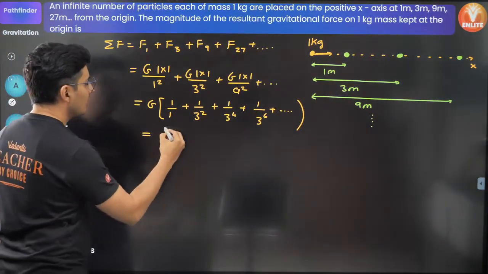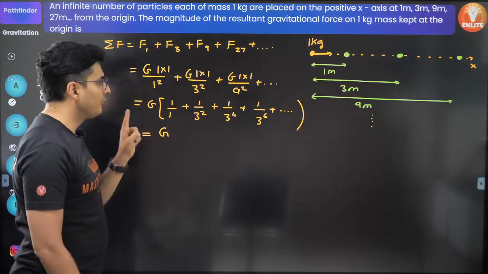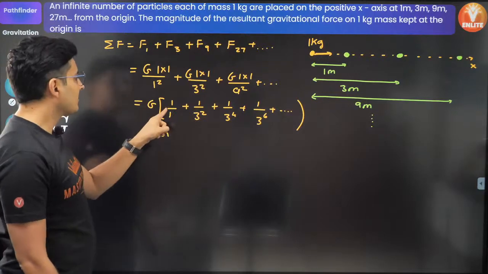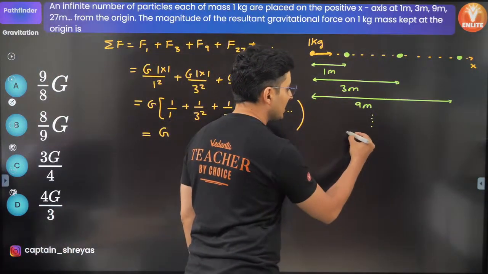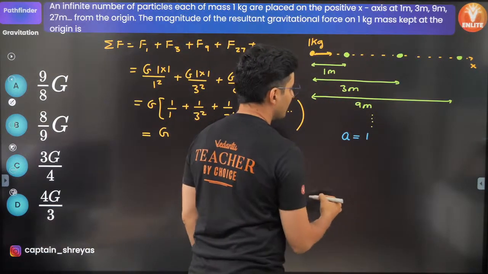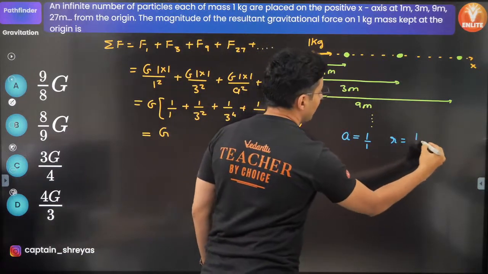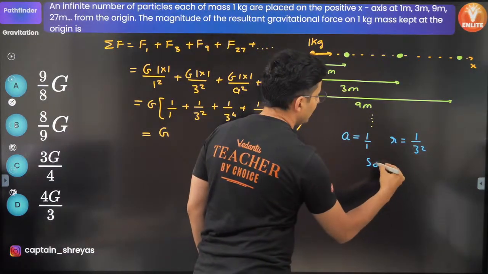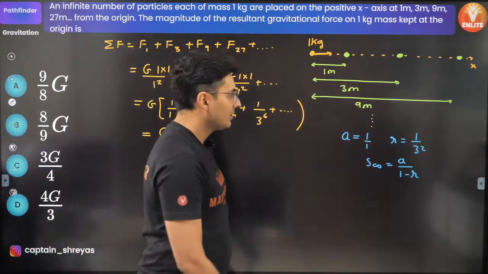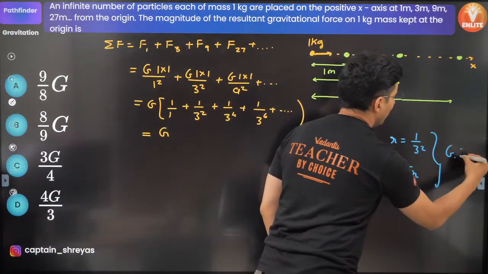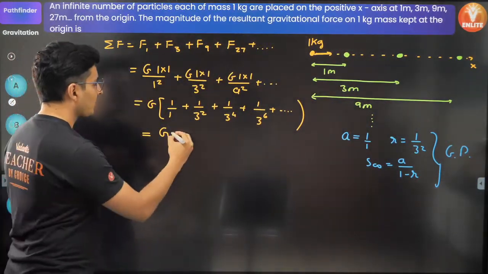Alright, now don't you see this is nothing but a decreasing GP, where the first term is this one, and this is your common ratio. So you know in a GP the first term is A, here it is 1 by 1, and the common ratio is 1 by 3 square, and the sum till infinity, remember, is A upon 1 minus R for a geometric progression series. So now just use the formula over here.